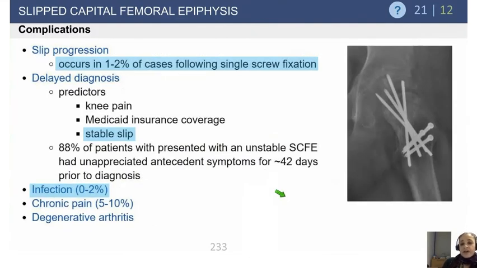Slip progression can occur, but it's rare. It occurs in about 1 to 2% of cases with single screw fixation.